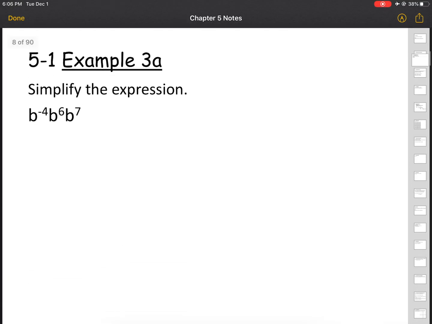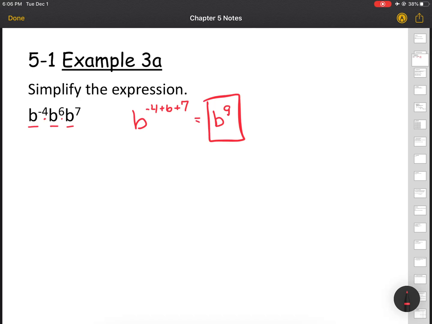So for example, I have all the same bases here, they're just b's. Since they're being multiplied together, the product of powers rule that we had in the beginning says if they have the same base, all I need to do is add the exponents. So negative 4 plus 6 plus 7. When I evaluate that all the way down, that is 9. So b to the 9th power, and that is simplified all the way down.